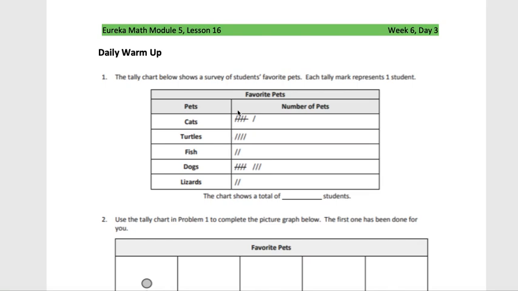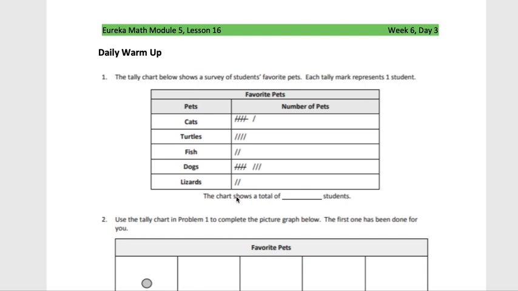Now, just know whenever you see one that's a strike in between 4, that means that it's a bundle of 5. So we can just say that is 5, 6. You see that? So I could count all these individually, but that might take forever. So it'd be 1, 2, 3, 4, 5. That's 5. You normally strike it when it's 5 and make it a bundle. So it's 5, 6 for that cat top section. Turtles is 4, fish is 2, dogs is 5, 6, 7, 8. So dogs is 8, and lizards is 2.